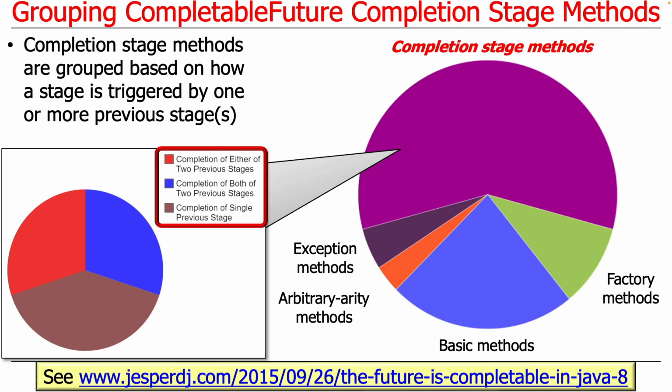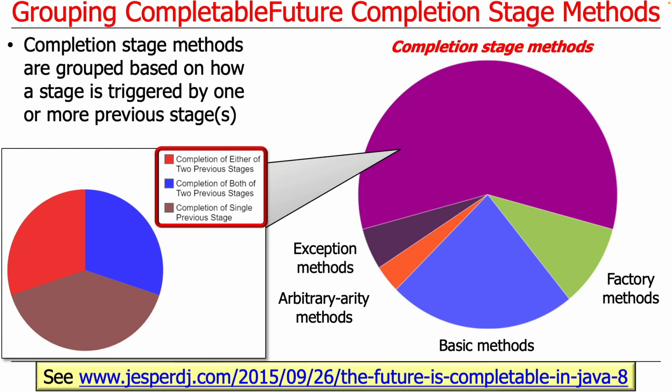So CompletionStage methods, of which there are some 30 or more, can be grouped together based on how a given stage is triggered by one or more previous stages. Remember, the whole concept of a CompletionStage method is to be able to have dependent actions that are triggered when certain things finish. So we can break things up into smaller subcategories based on how they're triggered. And you'll see here, it's roughly about a third, a third, a third.